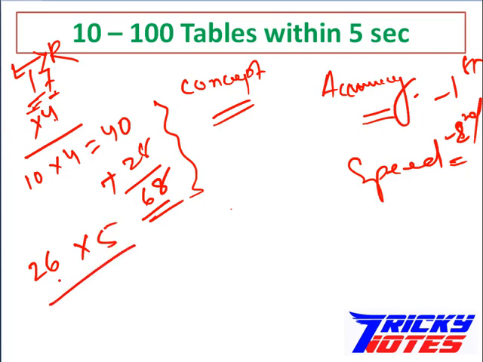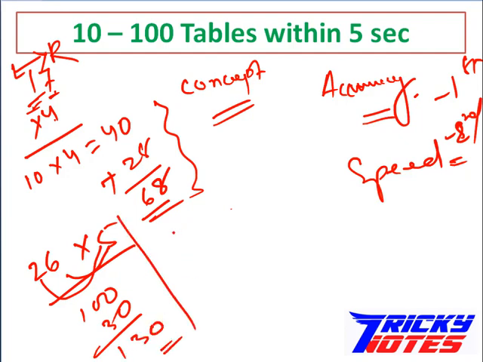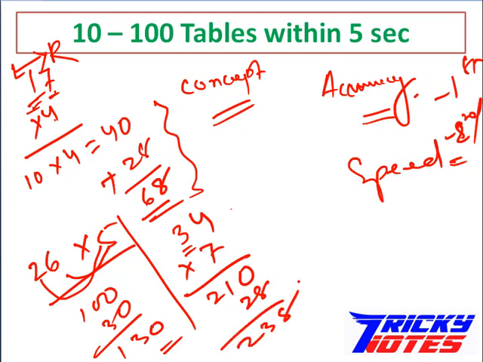26 into 5. Now friends, this is not 2, that is 20. So 20 into 5 is 100, plus 6 into 5 is 30. This is 130. Now I hope you understood. One more example, 34 into 7. That is not 3, as I told you, that is 30. 3 into 7 is 21, but 30 into 7 is 210. So that is 210 plus 7 into 4 is 28. This we can calculate orally by mind. 238.